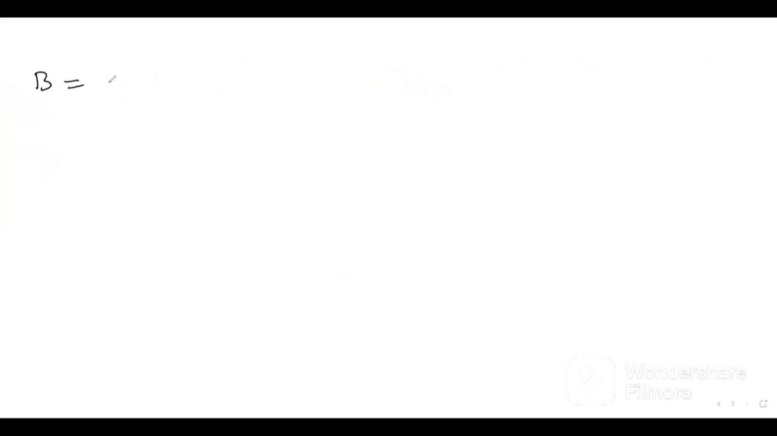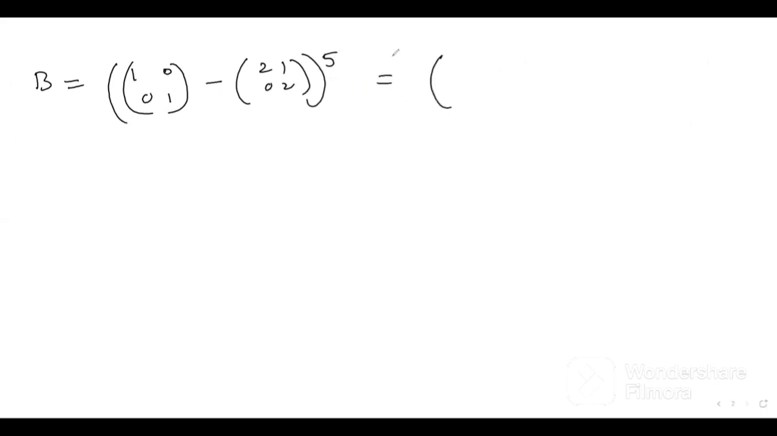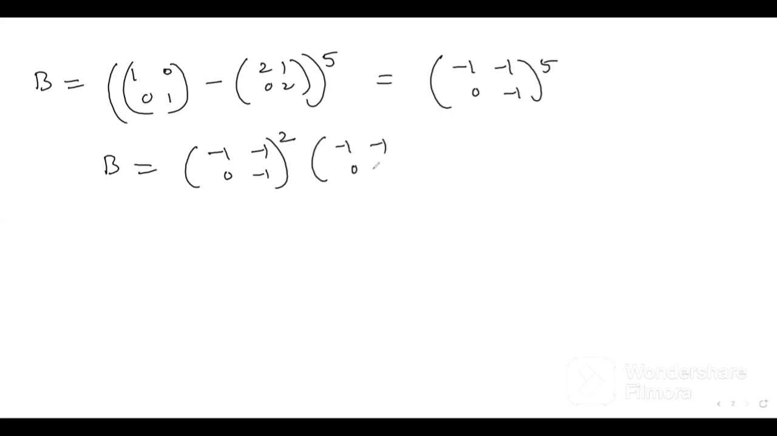Therefore, B is equal to what we get here? 1, 0, 0, 1 minus 2, 1, 0, 2 whole to the power 5. The subtraction of these two matrices, what we get here? 1 minus 2 minus 1, minus 1, 0, minus 1 to the power 5. It will be B is equal to minus 1, 0, minus 1 whole square into minus 1, 0, minus 1 whole cube. Okay, here after simplification, we get minus 1, minus 5, 0, minus 1.